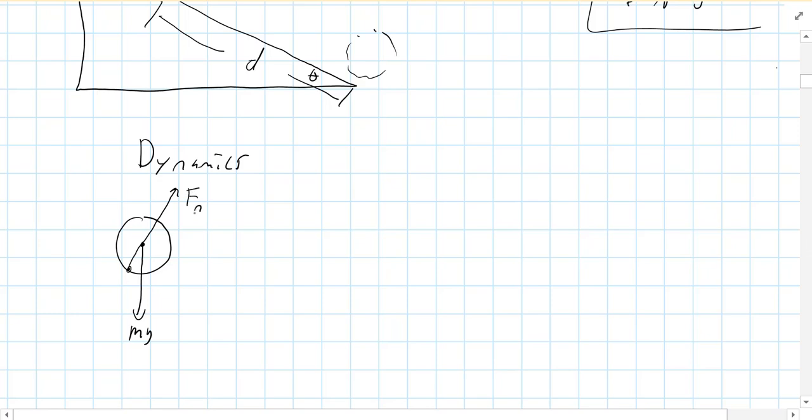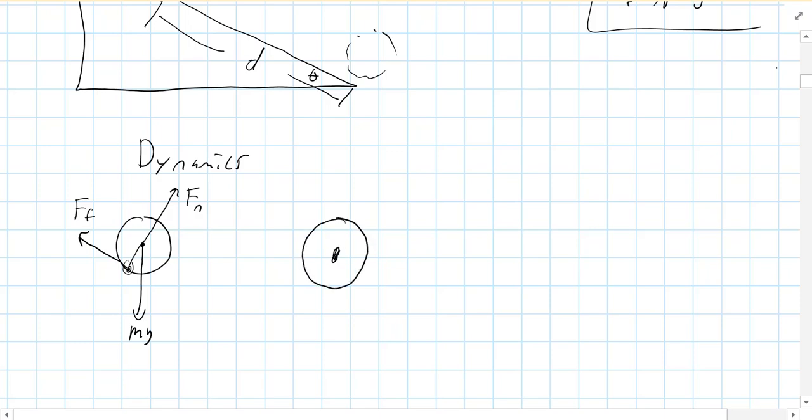And then you're going to have friction, and friction is going to point up the incline, okay? Because this point right there is trying to slide to the right, so friction is going to oppose that relative motion, and it's going to pull left. Now, the next thing we need to do is break all those forces down into parallel to the motion and perpendicular.